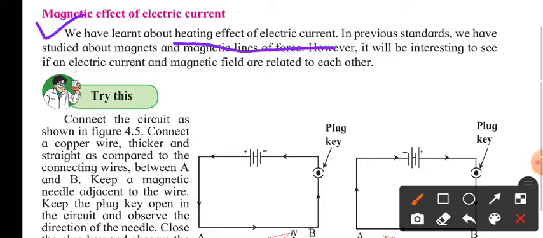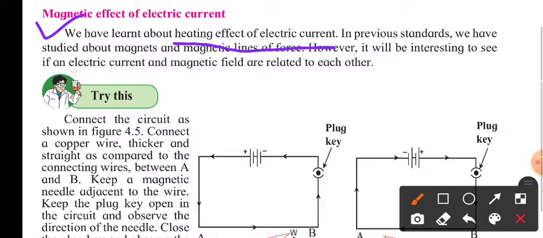Now in the further part of the chapter we are going to talk about the magnetic effect of electric current. That means we are going to find out whether there is any relation between the electric current and the magnetic field in or around the conductor. And after that we are going to talk about the relation between those two, if there is one.